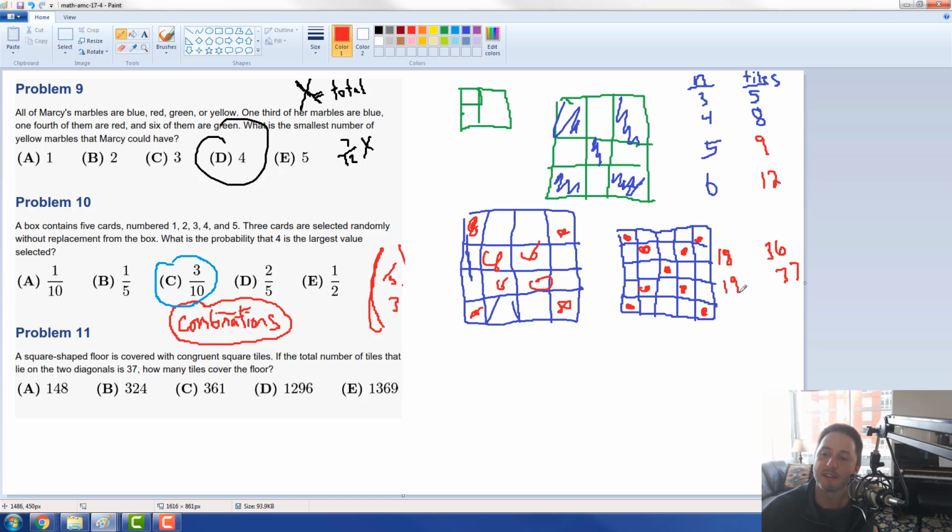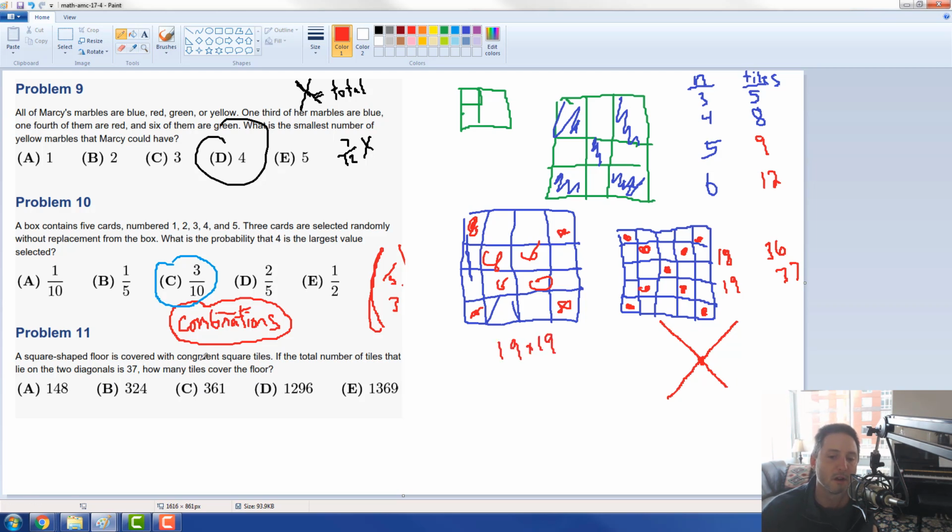37, I think, when we have 19 sides. That makes sense to me. One less than doubling it, right? Because there'll be 19 on one diagonal and 19 on the other, but this won't be double counted. So we should have a 19 by 19 square.